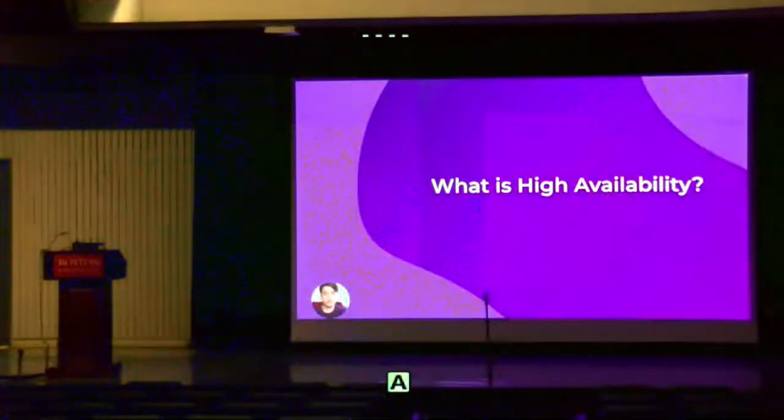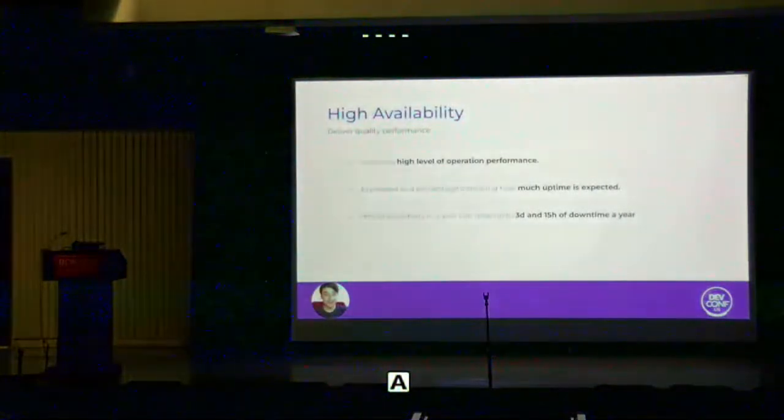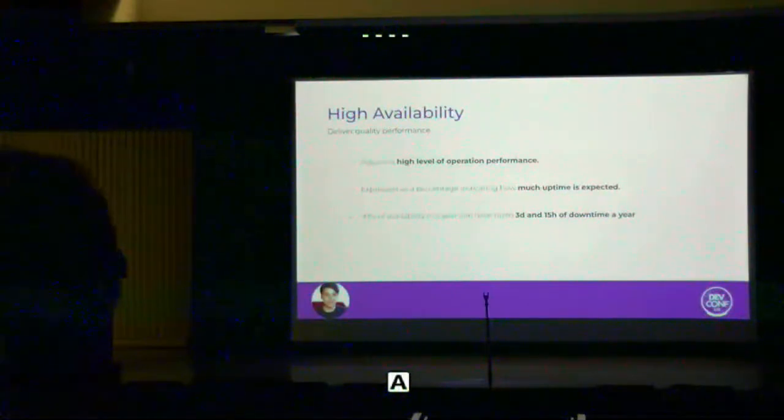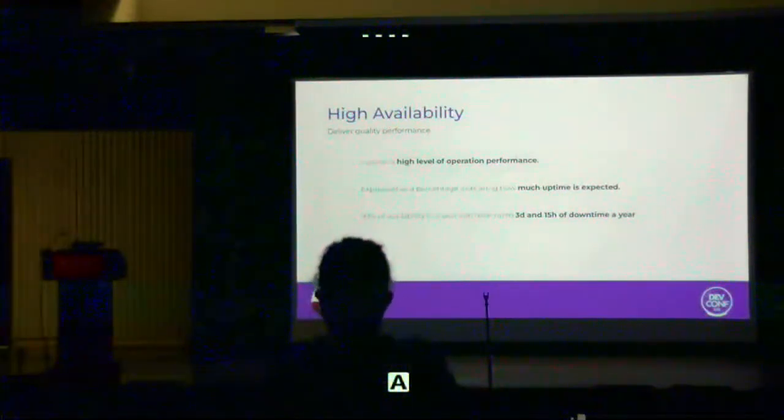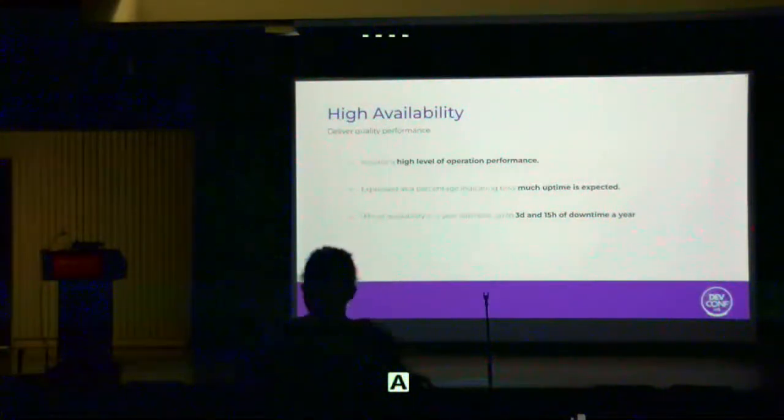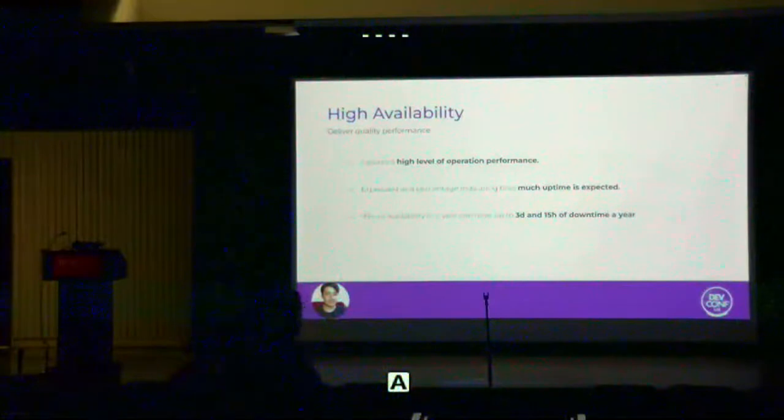Okay, first of all, what is high availability? The term high availability is pretty much self-explanatory. It's the quality of a service that ensures a high level of operation and maintenance. It's expressed in a percentage, and it indicates how much uptime is expected in the services. For example, if you have a service that is expected to have 99% availability, it means that in a year it can have up to 3 days and 15 hours of downtime. It's roughly 15 minutes per day.